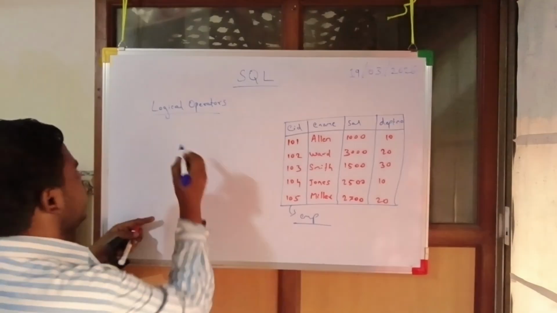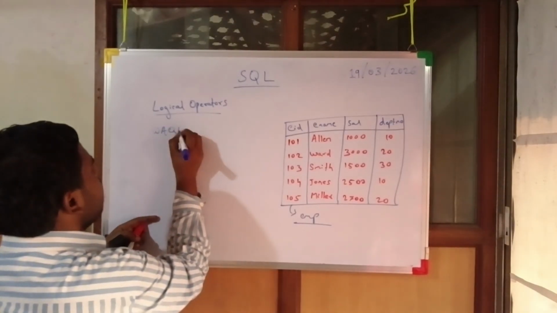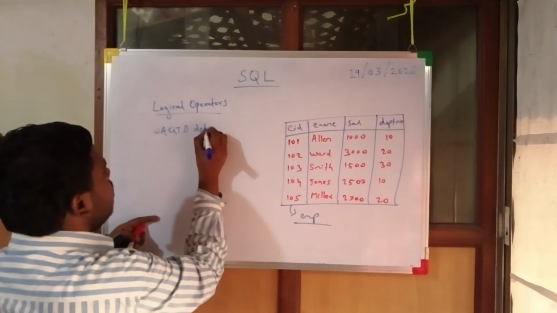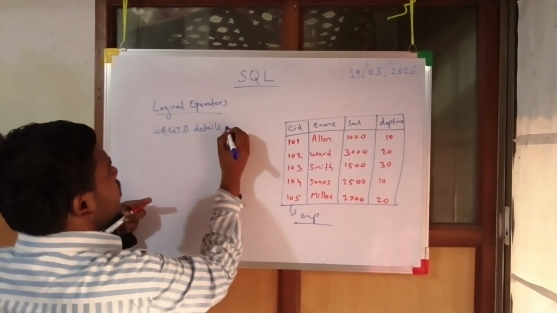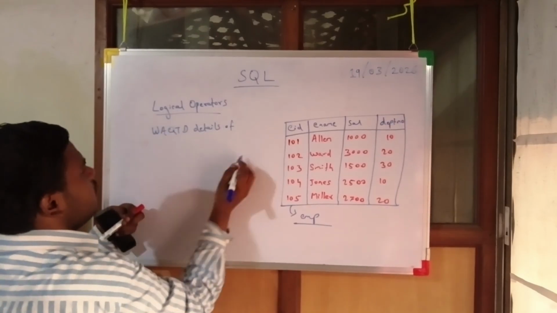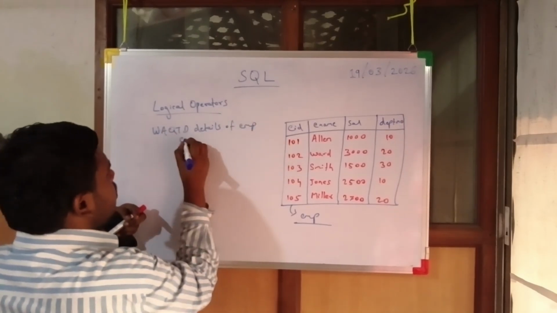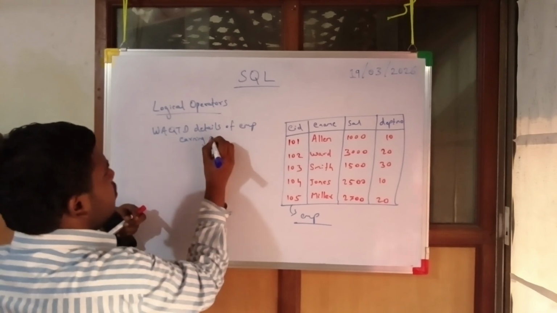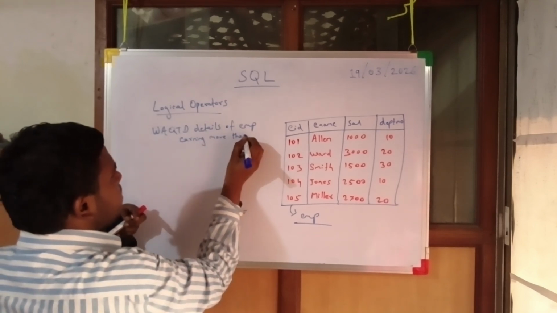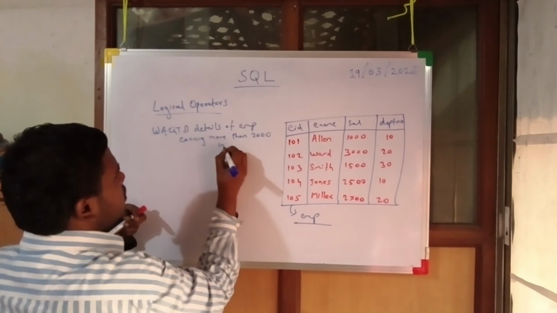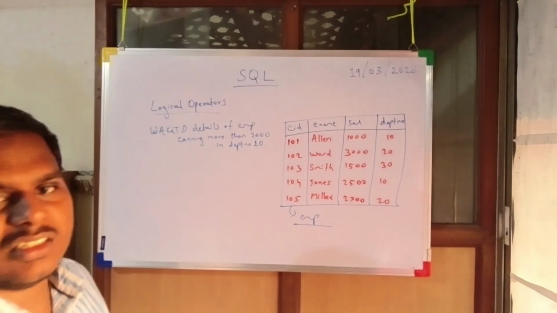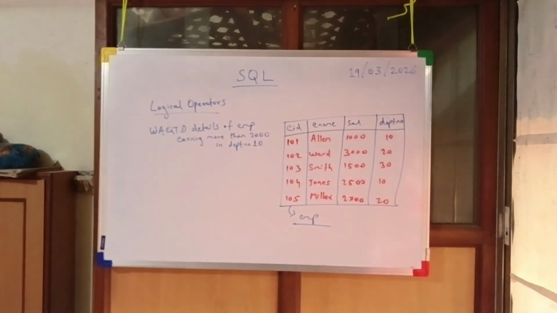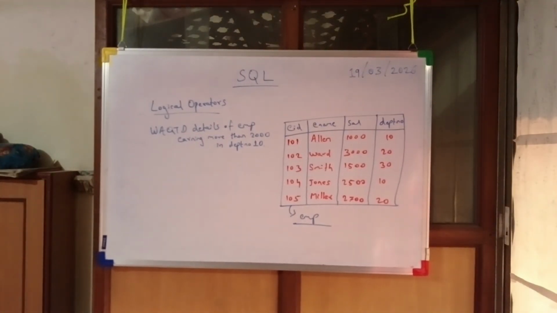So if I give you a question: write a query to display details of employees earning more than 2000 in department number 10. Okay, so this is a question which we are going to write. I want to display the details of employees earning more than 2000 in department number 10.